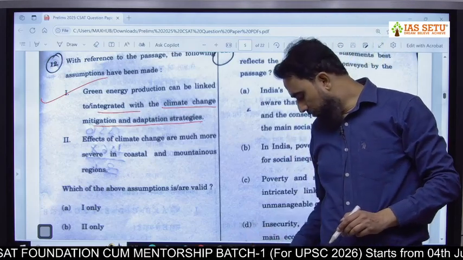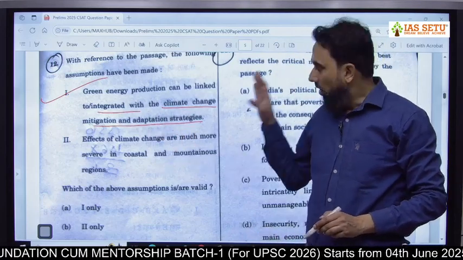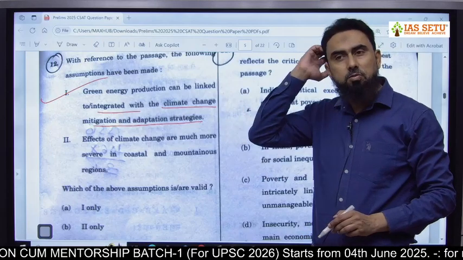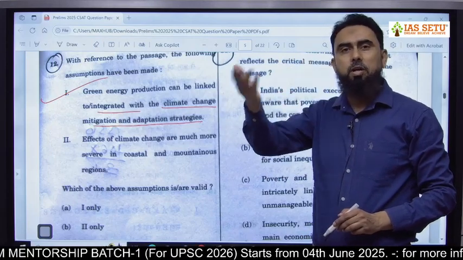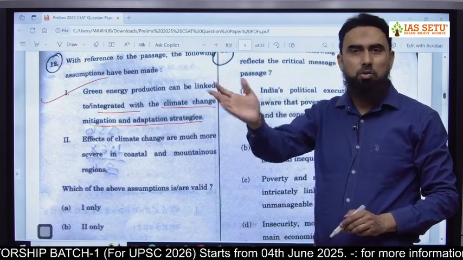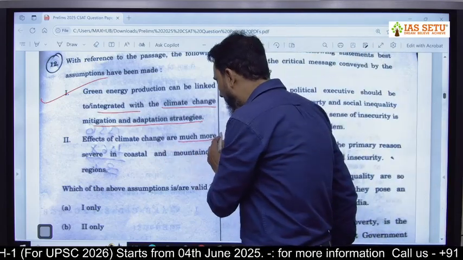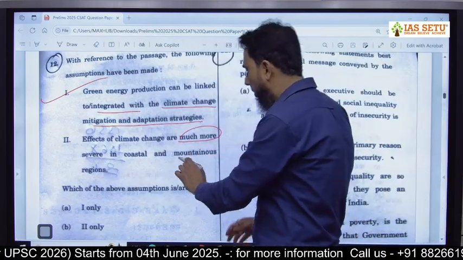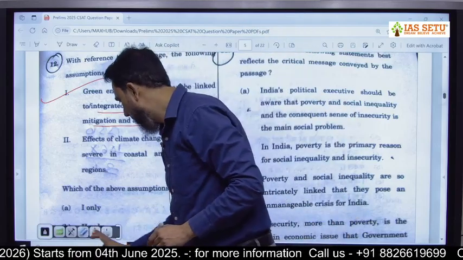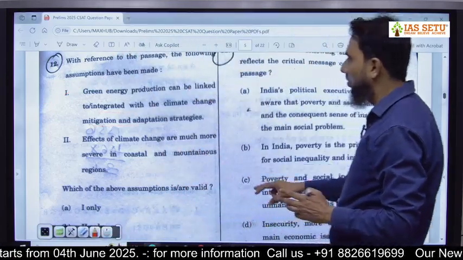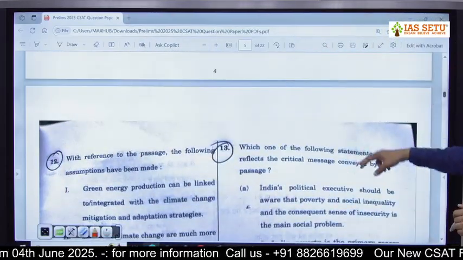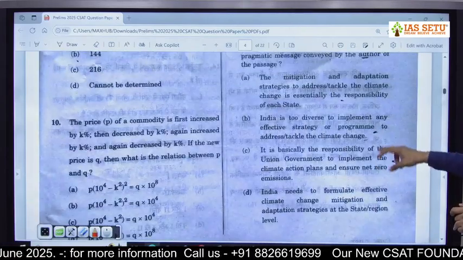Now, be careful of this kind of statement. At first glance, it makes sense. Why? Because the author has mentioned the Himalayas, the author has mentioned the coastal areas. So the expression here is "much more severe in coastal and mountainous regions." And you are not supposed to apply your own knowledge. You have to go by the passage only.